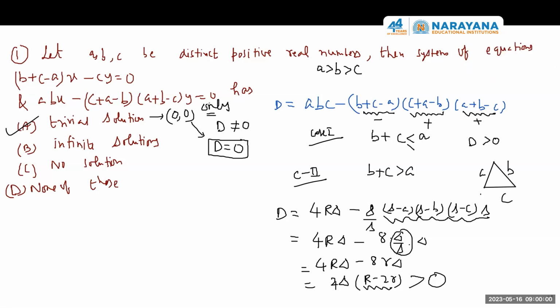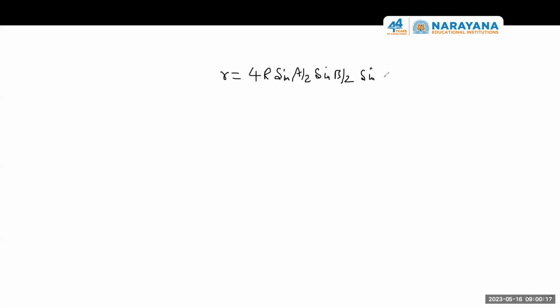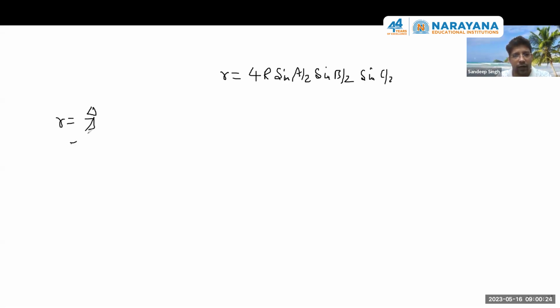How to prove R is greater than or equal to 2r? That you don't know? No issues. For small r, some basic formulas you must remember: 4R sin A by 2, sin B by 2, sin C by 2. This you know or not? Yes, sir. Even if you want to derive this, it can be derived by taking r as delta by s. You can write delta as half BC sin A and small s as A plus B plus C by 2. Then you can write 2R sin A, 2R sin B, 2R sin C. You will get this result.